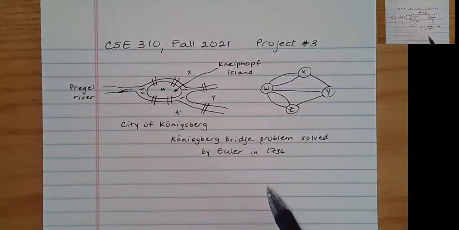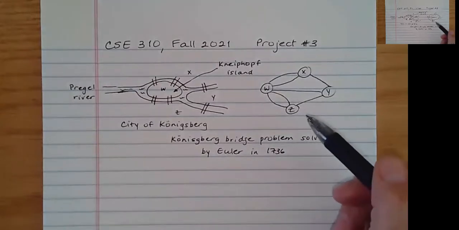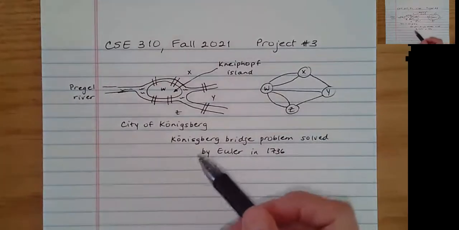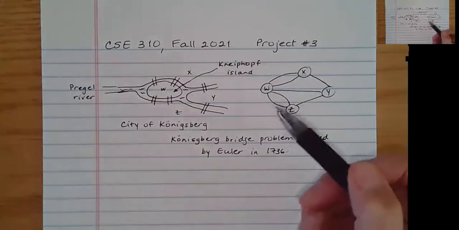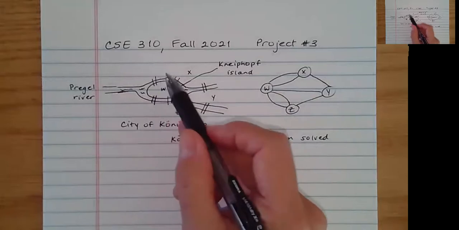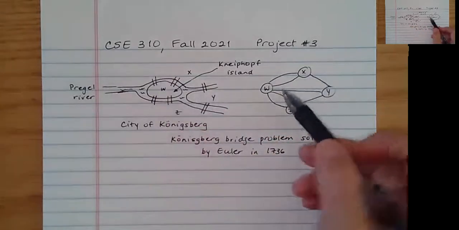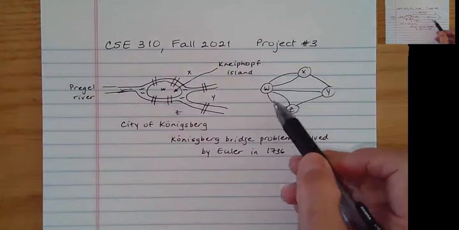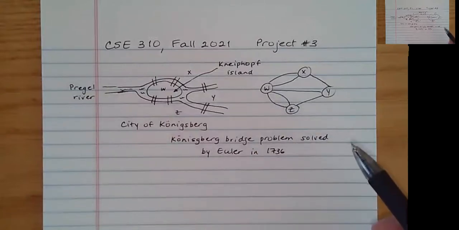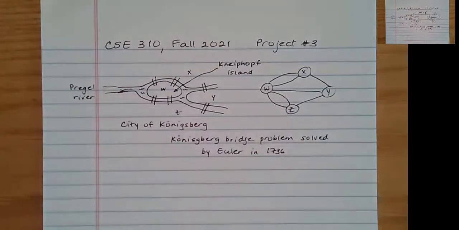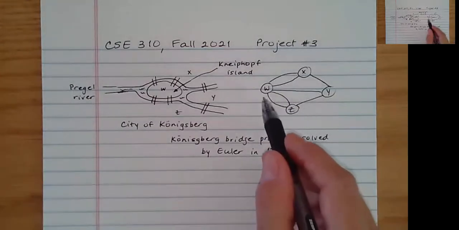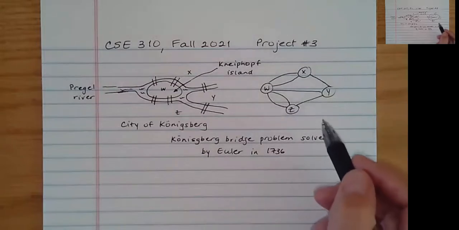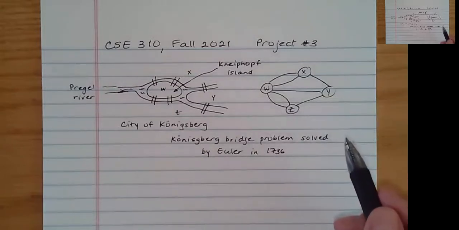In particular, what he realized is that in general, if you want what is now called an Euler circuit, to start somewhere and return back, every vertex in the corresponding graph has to have even degree, or there can be two odd degree vertices and the rest even degree, and you would start at one odd degree vertex and end up at the other odd degree vertex.